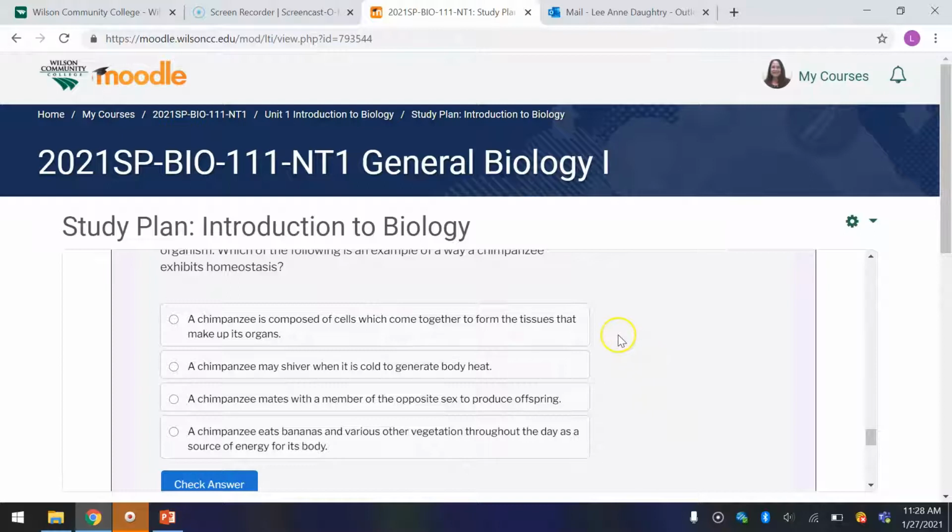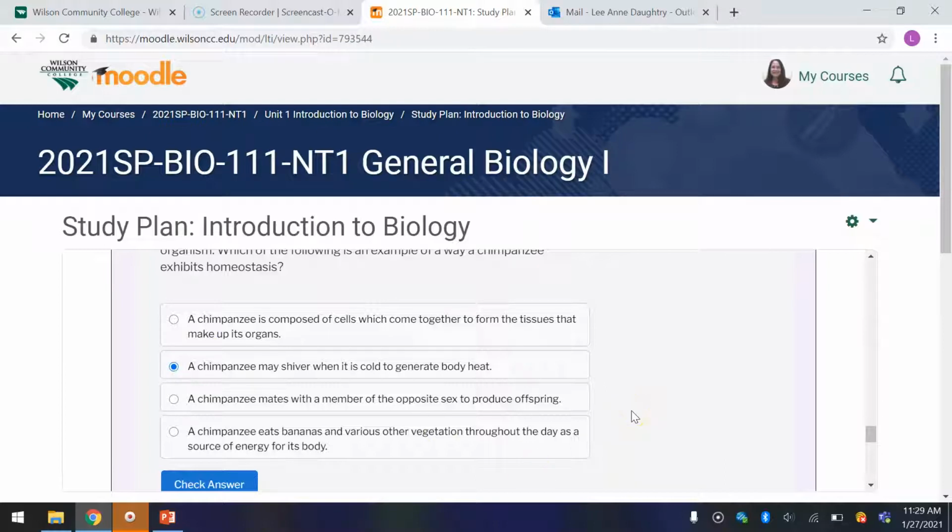So, A, a chimpanzee is composed of cells which come together to form the tissues that make up its organs. Well, that does sound like one of the characteristics of life, but it's growth and development. So, B, a chimpanzee may shiver when it's cold to generate body heat. Well, let's see. Is that an example of homeostasis? If the chimpanzee is shivering, the chimpanzee must be cold. So negative feedback is when we reverse the stimulus in order to get our body back into balance. So shivering generates body heat, which raises our body temperature. That sounds like homeostasis to me, and I'm going to click on it, but I'm going to read the last 2.